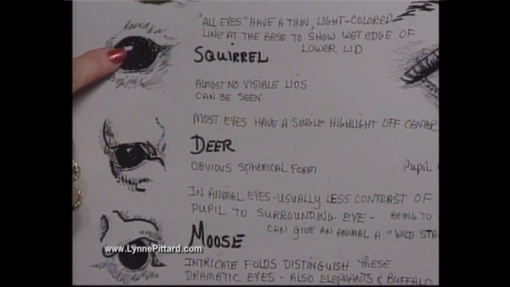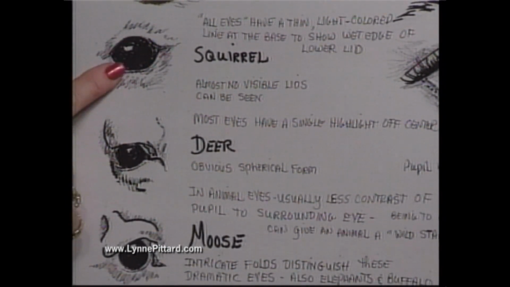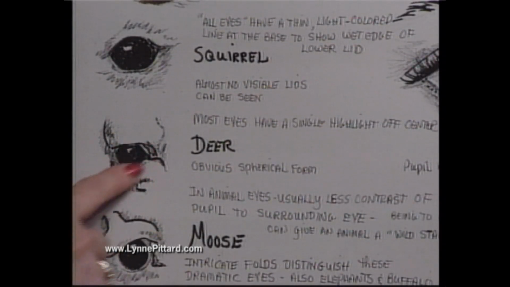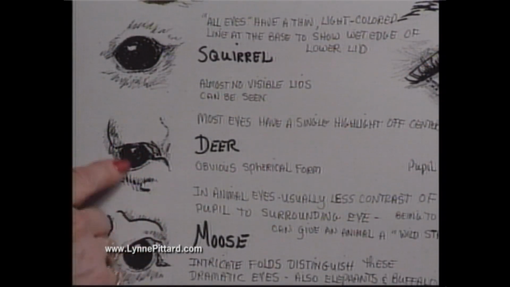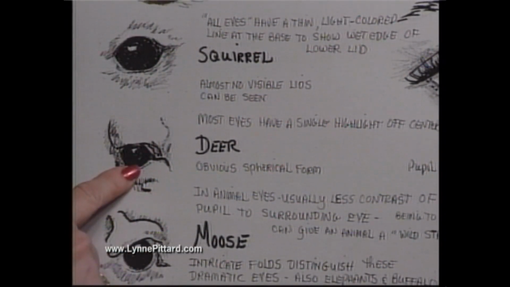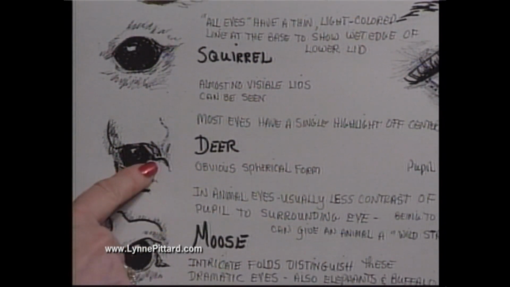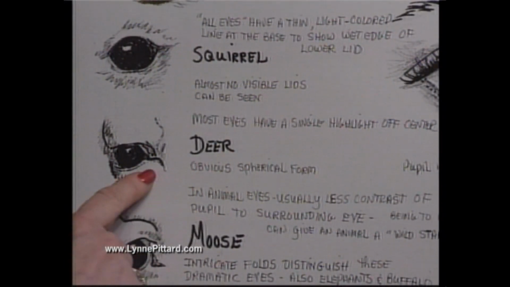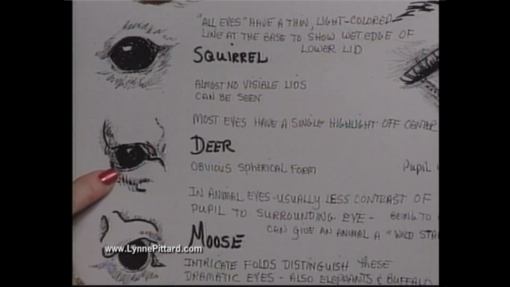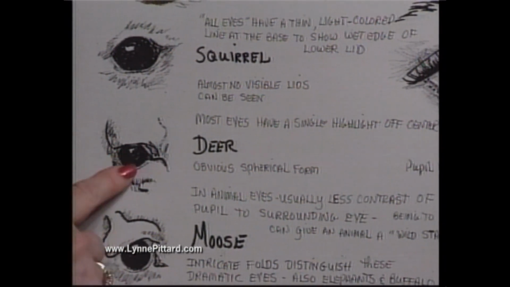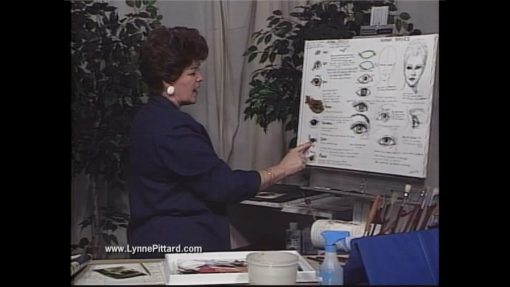So that's just the white canvas, but normally that would be painted in. A deer, they're very obvious spherical form. I did have some pictures, but I didn't bring out all my pictures today so that you can see a few done. I'm more concerned today with the human eye. But they're very obvious in their spherical form, and in most animal eyes, there's usually less contrast of the pupil to the surrounding eye. Being too obvious with the contrast can give an animal a wild stare.